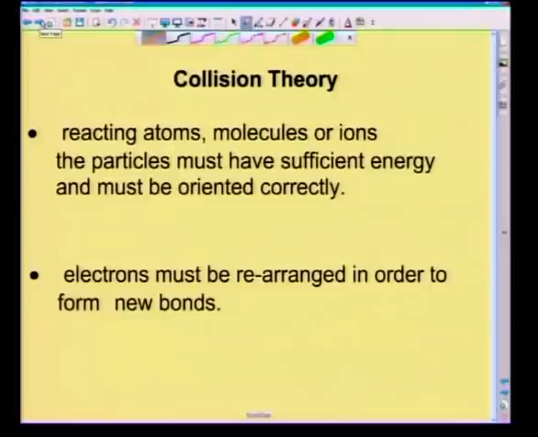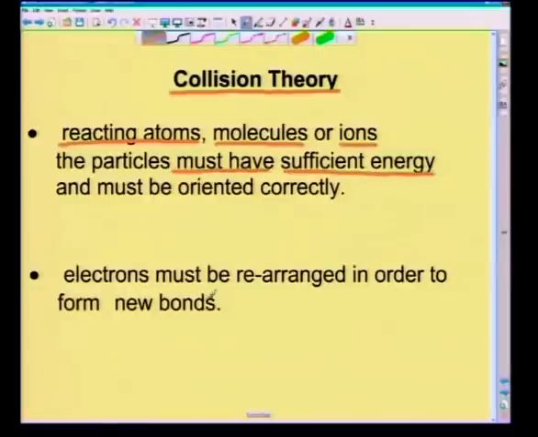But then we also need to look at the collision theory, okay, under chemical change. What does the collision theory say to us? Remember what we did earlier on? Reacting substances or atoms, right, molecules or ions, okay, all these particles, when they react to each other, for them to react, they must have sufficient energy, and they must be oriented correctly, okay? They must be in the right orientation, right? So it's a question of energy, enough energy, and the right orientation, okay?